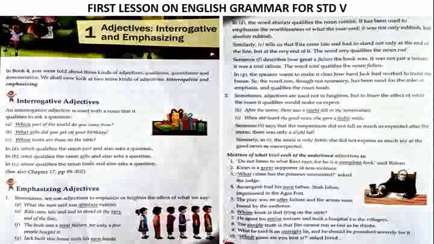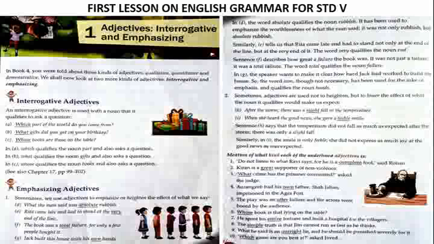Example A. Which part of the world do you come from? Here, which qualifies the noun part and also asks a question. B. What gifts did you get on your birthday? Here, what qualifies the noun gifts and also it asks a question. C. Whose books are those on the table? Here, whose qualifies the noun books and also it asks a question.